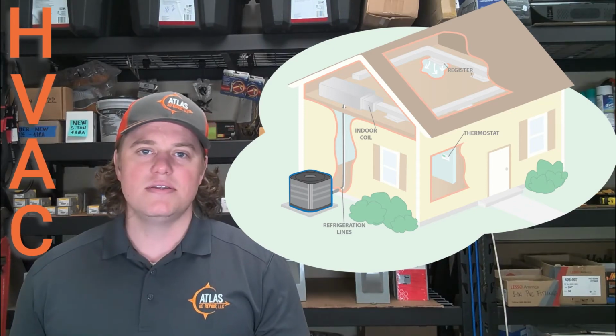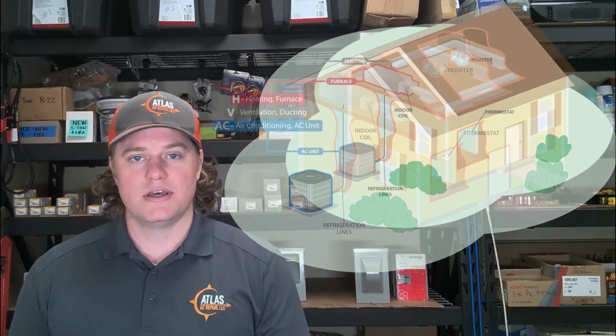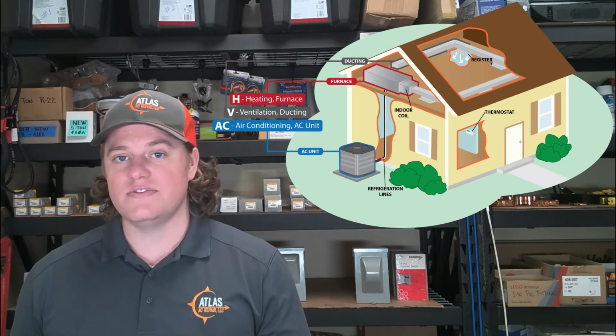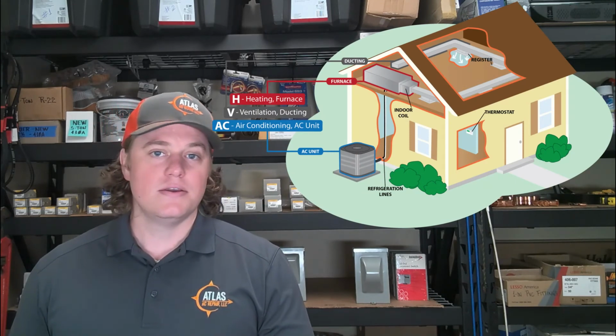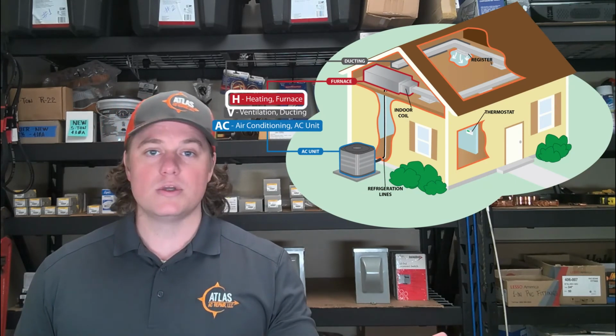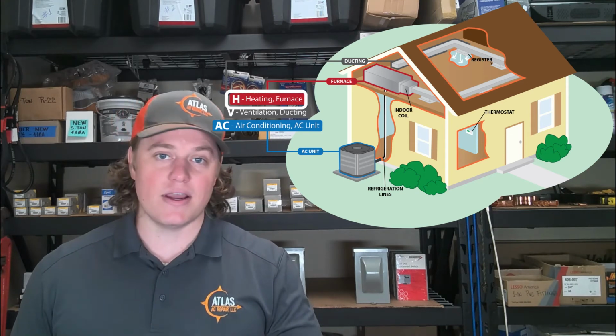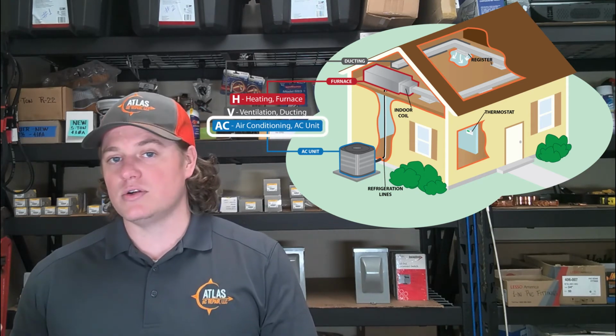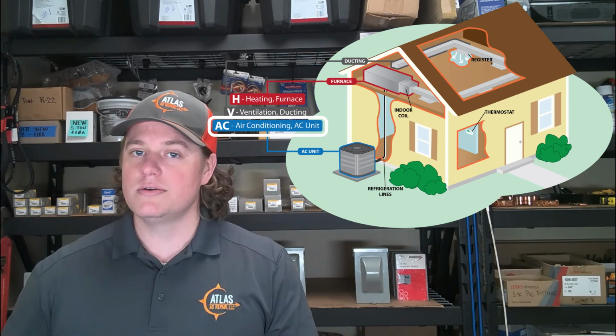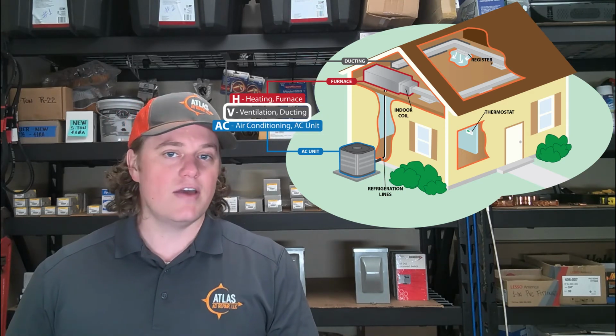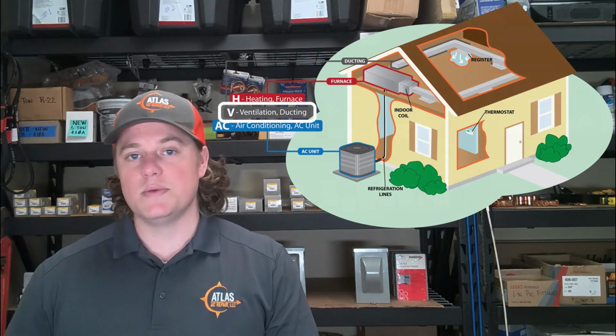So you can see there are three major components that make a complete HVAC system work. You got your furnace, which is also known in the industry as an air handler. You got your outdoor AC unit, which is also known as a condenser, and then you have your ventilation that most people refer to as your ductwork. I hope this simplified all the major components of the HVAC system.